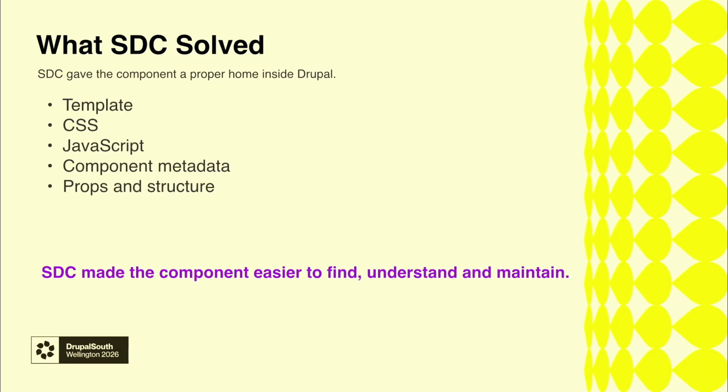So SDC solved an important problem. Before SDC, component-related code could easily become a scattered mix of templates, libraries, CSS files, and JavaScript files. SDC gives the component a proper home inside Drupal. The template, CSS, JavaScript, and metadata can live together. So SDC helps with the structure. It gives Drupal a clear way to organize component-based theming.